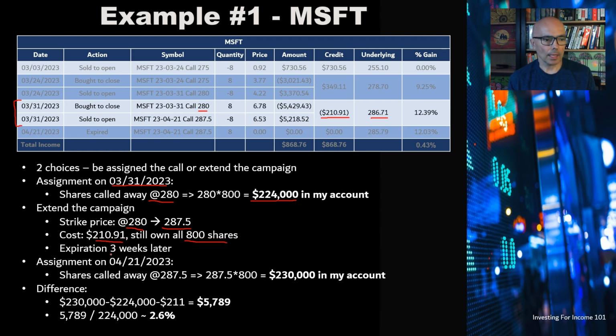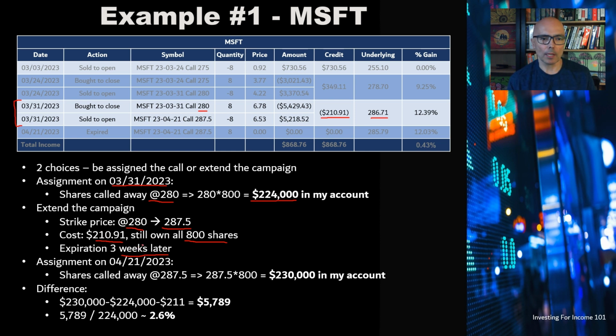And the expiration of the trade was 3 weeks later. So I extended the trade by 3 weeks. I raised the strike price and I paid a little bit of money to make this happen. And essentially, the worst thing that could happen to me at this point would be an assignment again, right?